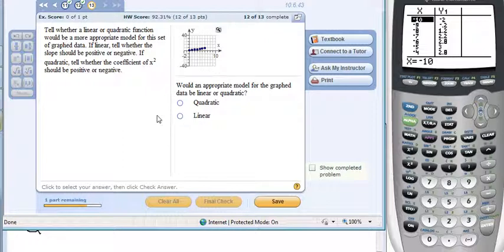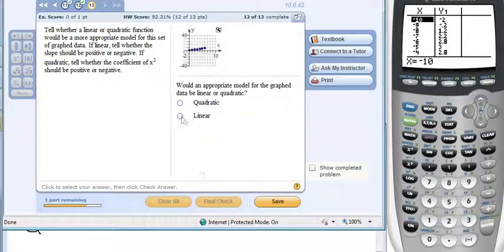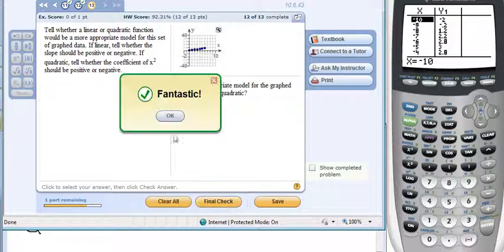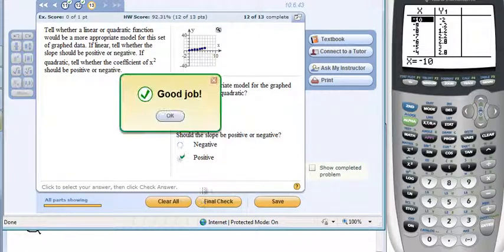Well, I feel like I'm beating a dead horse here. Okay, so here we have another line. So this is linear. And this time my slope is running uphill, so that should be a positive slope. Okay?